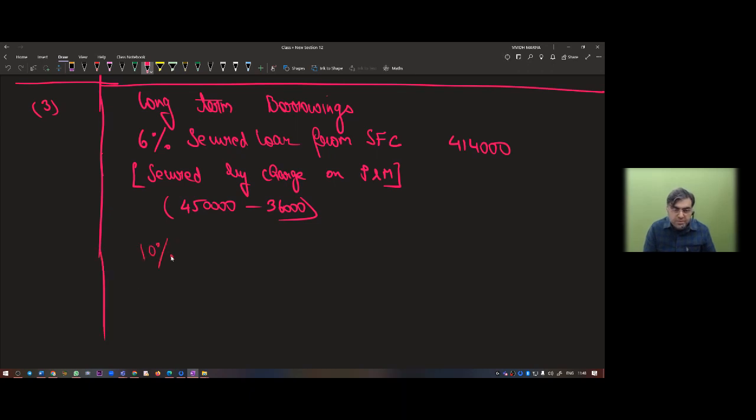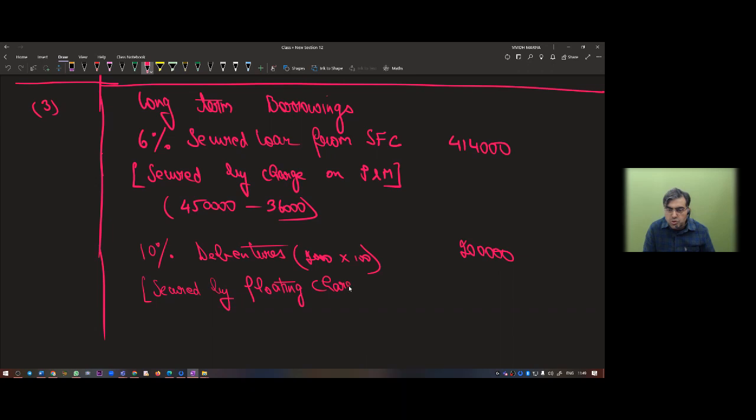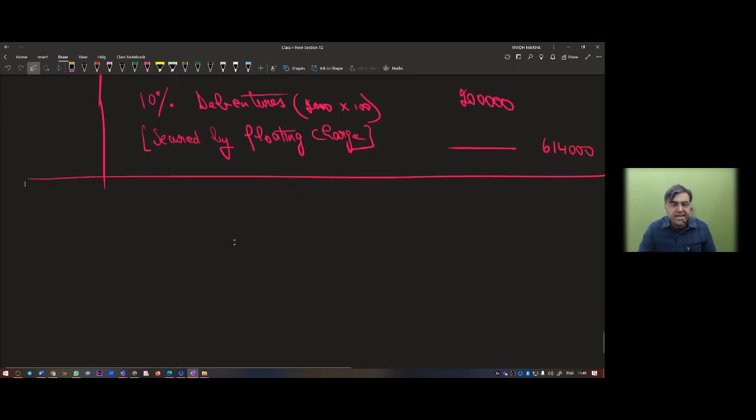Guys, 10% debentures, 2 lakhs, secured by floating charge on all assets. So long term borrowings are equal to 6,14,000. The topic gets over. We can discuss the same later again sometime.